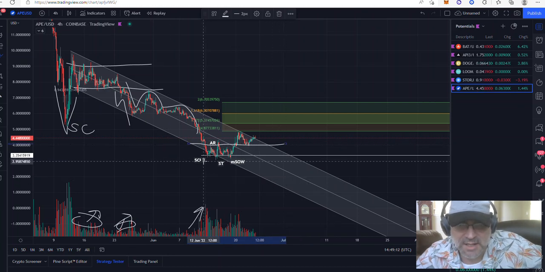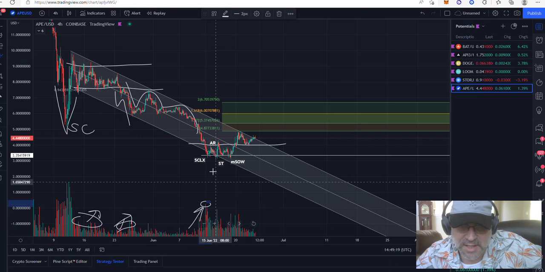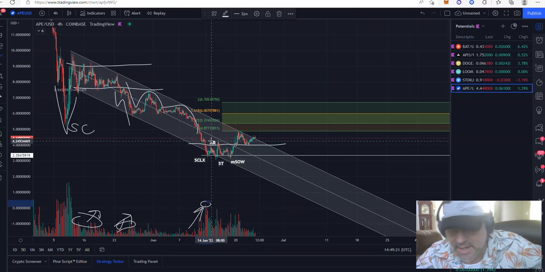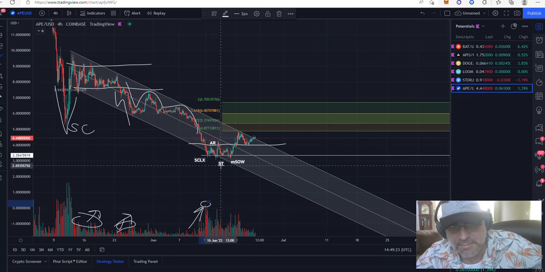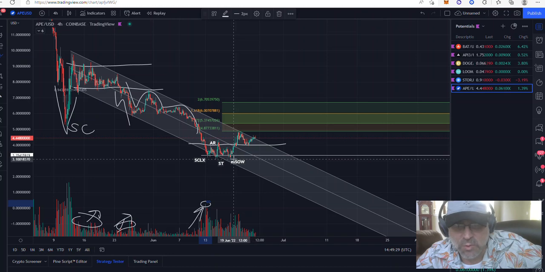We have the selling climax, which ended here on a very large supply bar, came back up for the automatic rally, retested the support for the secondary test, came back up again, came back down, bounced around for a little bit, went slightly below support for a minor sign of weakness, and then suddenly up.